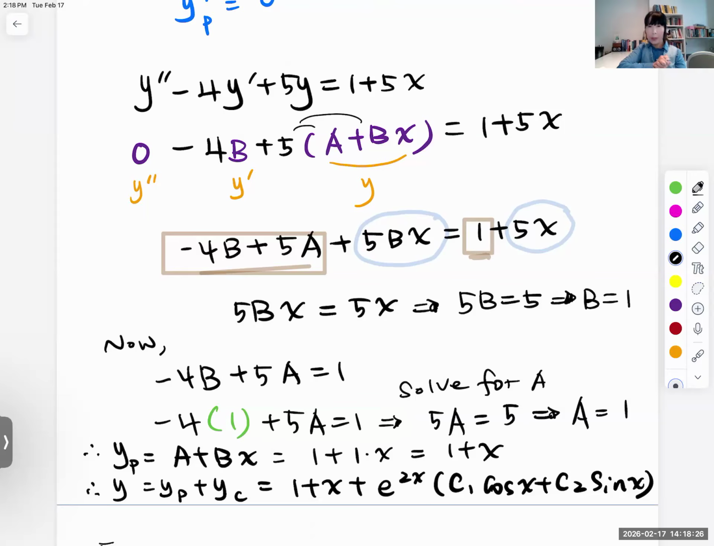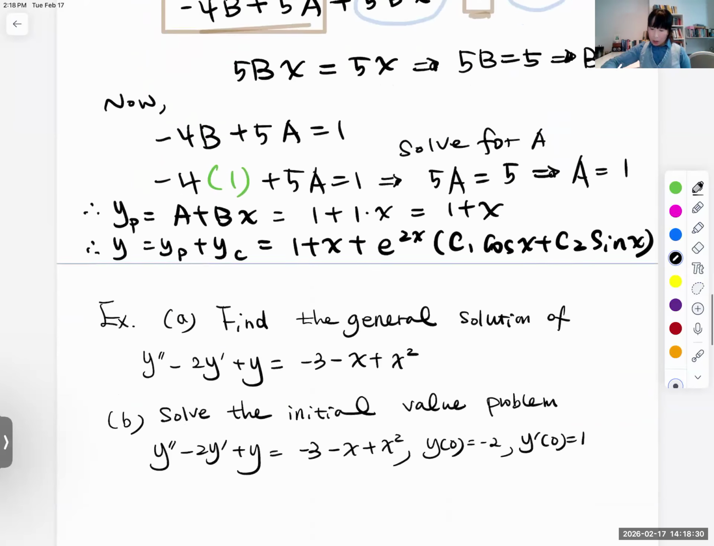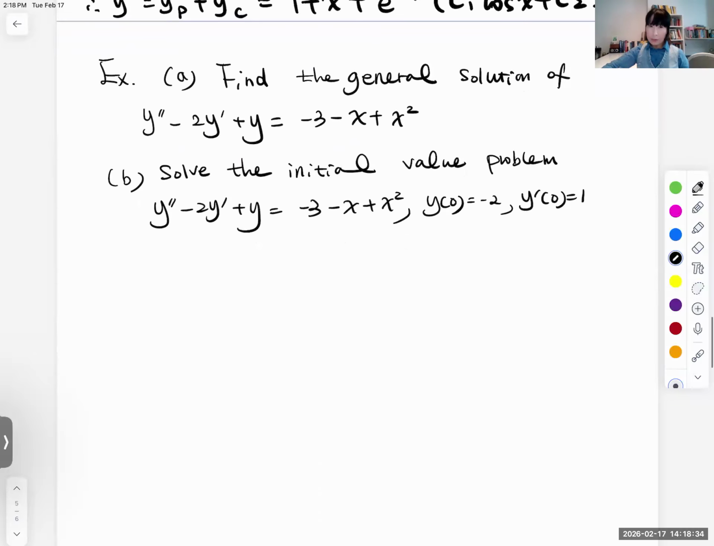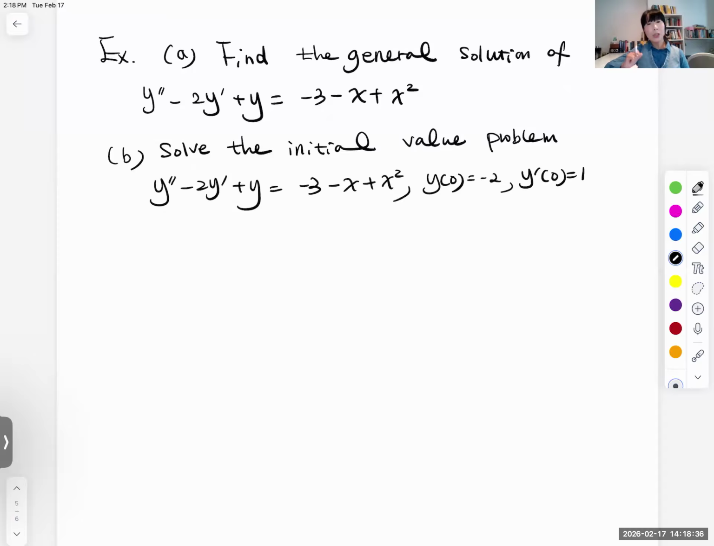Okay. Very good. Let's do the second question here. We need to find the general solution of the equation. Let's take a look at this one. This is not the linear form, it's a quadratic.